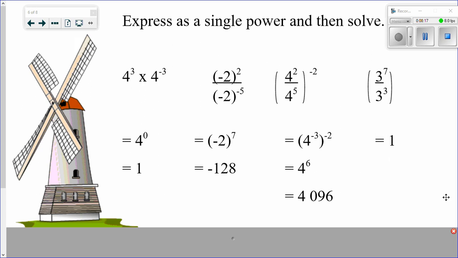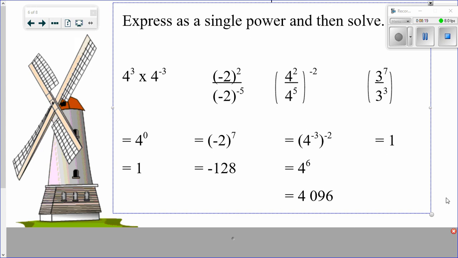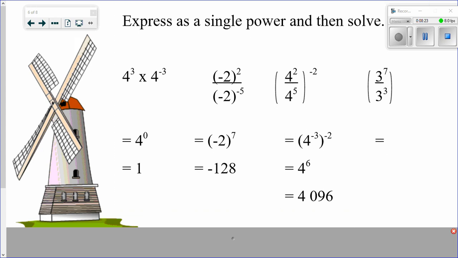That last one is not correct. Oh, here. Should be much better written, 3 to the power of 4.